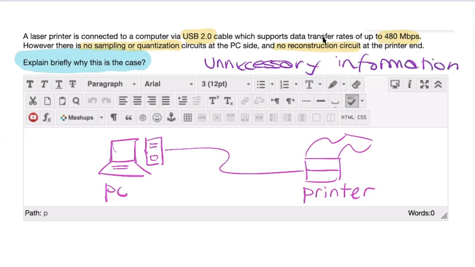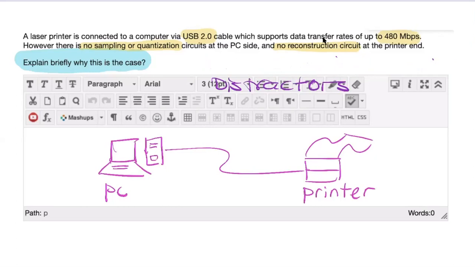You need to look out for things which are there to distract you. Okay, so the fact that the data rate is 480 megabit per second and we're using USB 2, that's unnecessary. That doesn't matter. You ignore that. The question is asking, why is there no sampling and why is there no reconstruction?